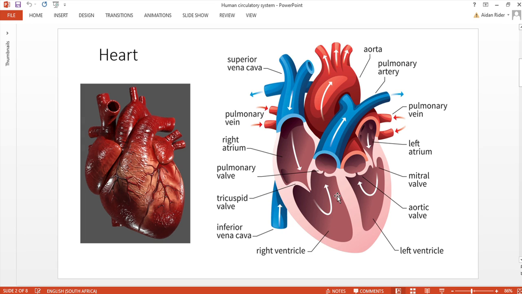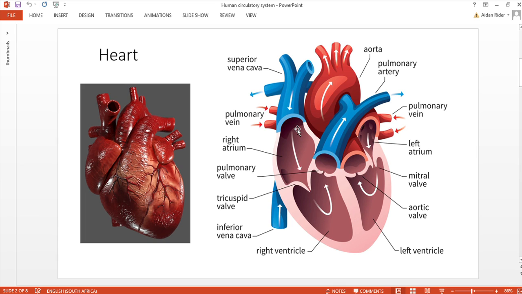And before you get confused, yes, usually this is the left side and this is the right side, but imagine you looking at a person. His right side would be your left side and vice versa. So if you think of this as your own heart, this would be on the right side of your body. Anyway, it takes a bit of imagination. But this is the right side, this is the left side, so the right ventricle and the left ventricle over here.